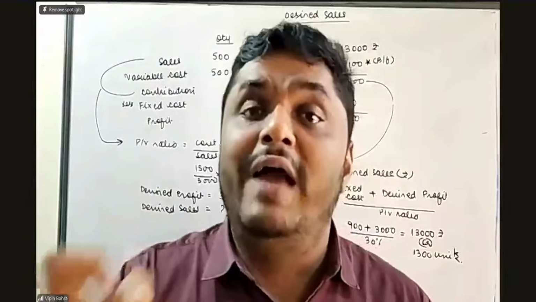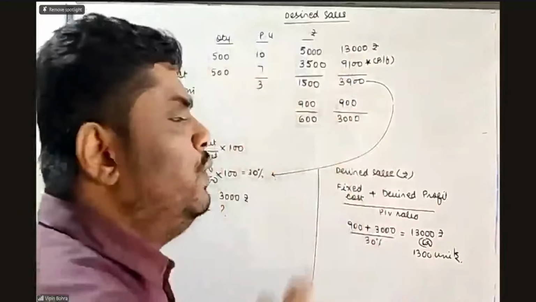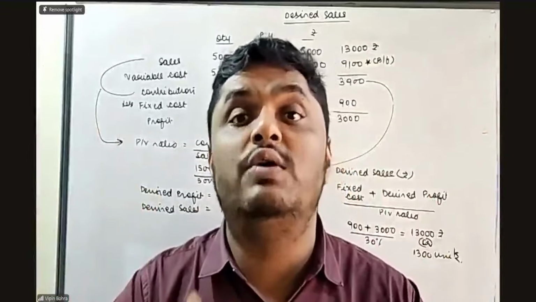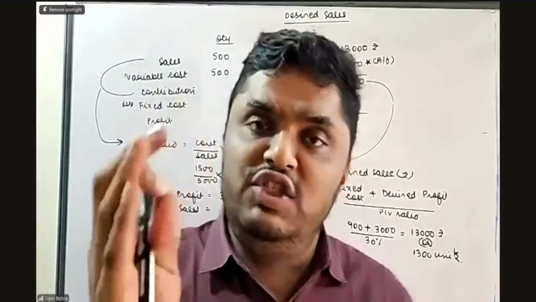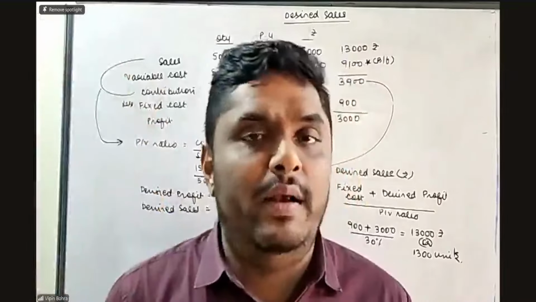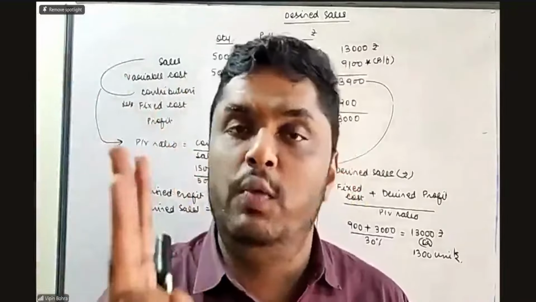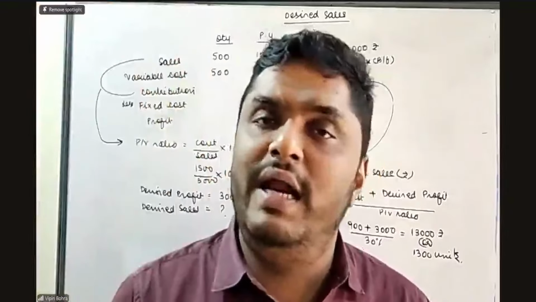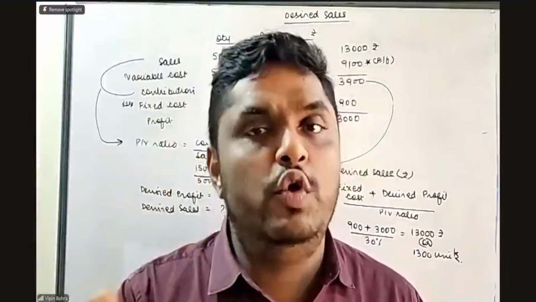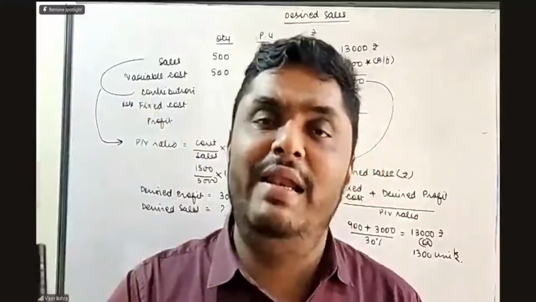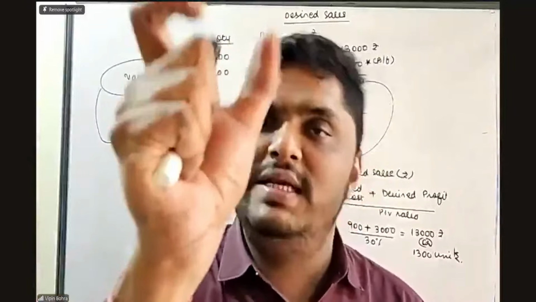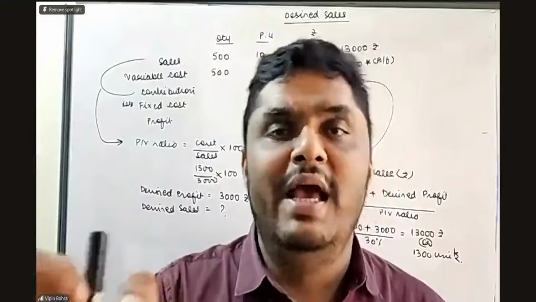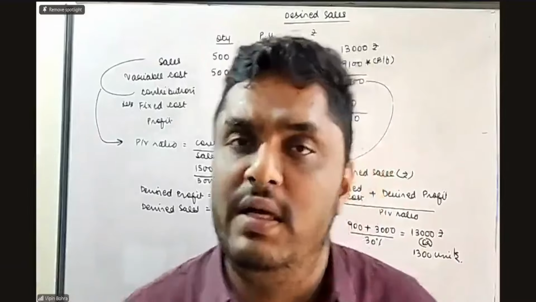So total amount I want to recover is how much? 900 towards fixed cost and 3,000 towards profit. So total amount I want to recover is 3,900. So in short, I want to earn 3,900 and per pen I'm earning 3 rupees. So how many pens should I manufacture and sell? Very simple. 3,900 I want to earn. Per pen I'm earning 3 rupees. So if I manufacture and sell 1,300 pens, that is 3,900 divided by 3, I'll be getting an overall contribution of 3,900.